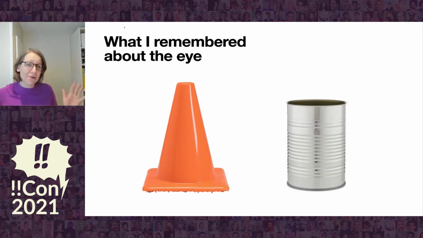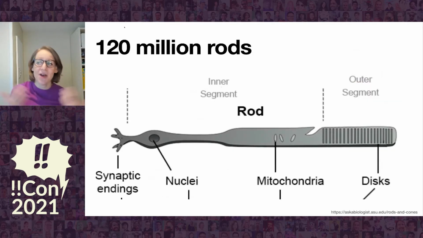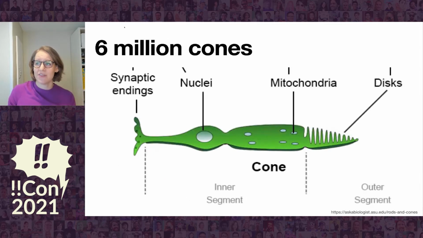So here's what I remembered about the eye. There are cones and rods, right? And this is how I imagined them. And even though there are millions, I'm like, okay, these are sticking on the back of my eye. And that's about as much as I remembered. Well, it turns out rods actually look like this. And there are around 120 million of them. And there are around 6 million cones.